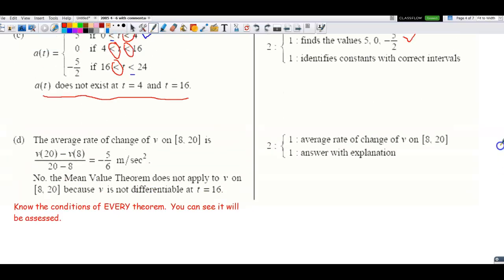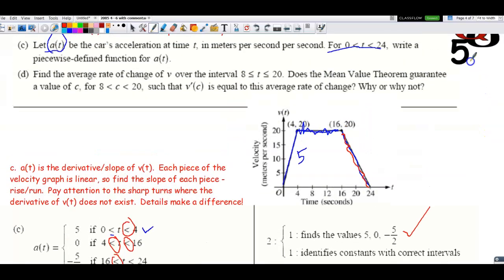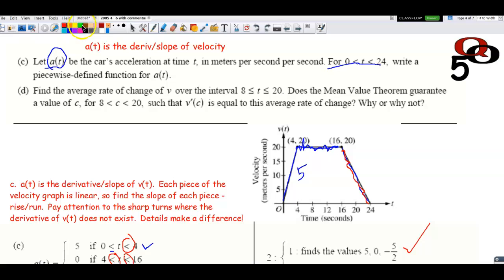And then finally, for letter D, let's come back up and look at the question. Find the average rate of change. So that's easy. We're just going to do some slope from 8 to 20. So let me clear my graph here. And so we're going from 8, which is here, to 20, which is here. Oh, no, 20 is not there. That is incorrect. Sorry. It's from 8 to 20.